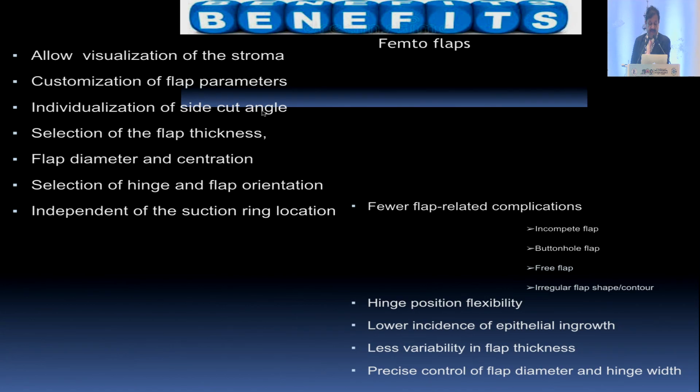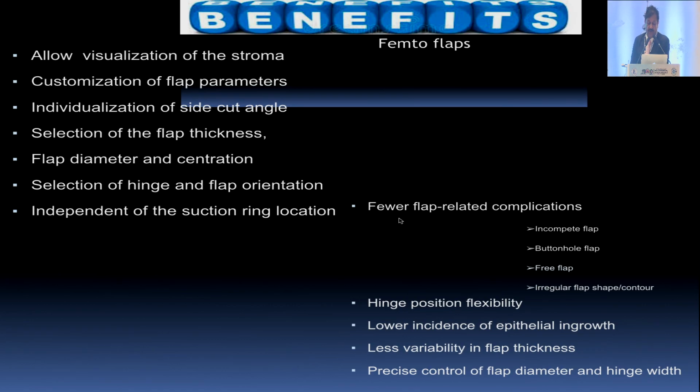So the side cut angles can be customized, the flap thickness can be customized, the diameter and the centration can be customized. Sometimes for patients where there is an angle kappa, you can actually slightly decenter, or you can make an oval. You can have the selection of the hinge and the flap orientation, but this is independent of the suction ring location.